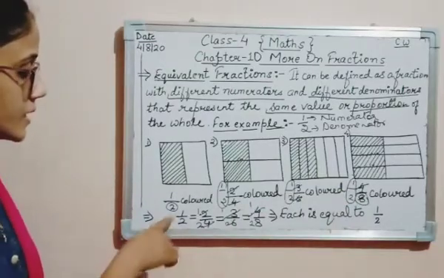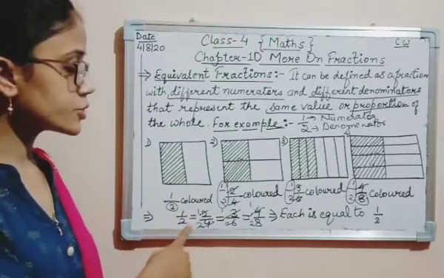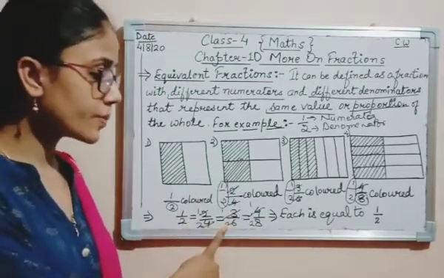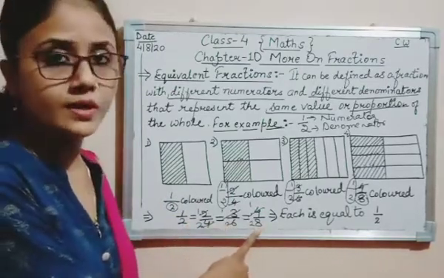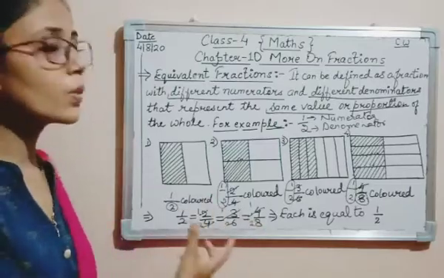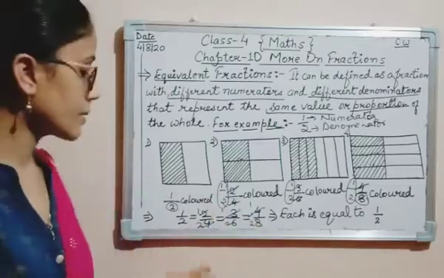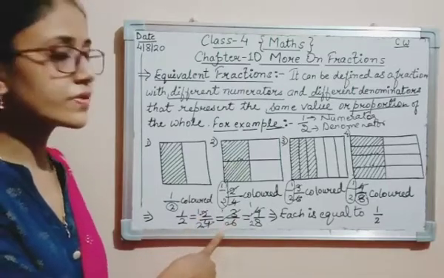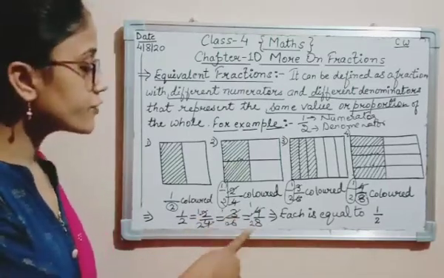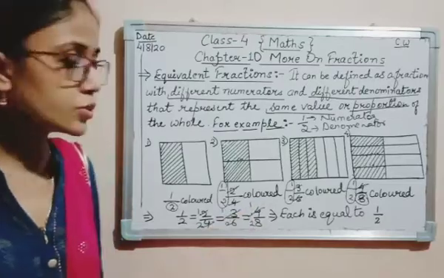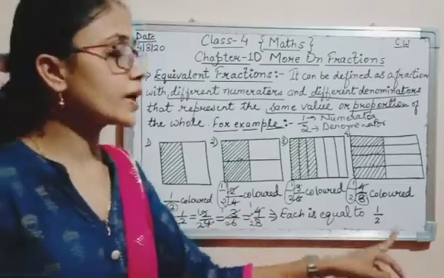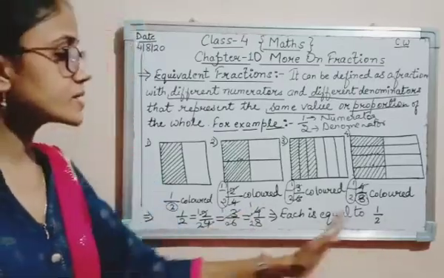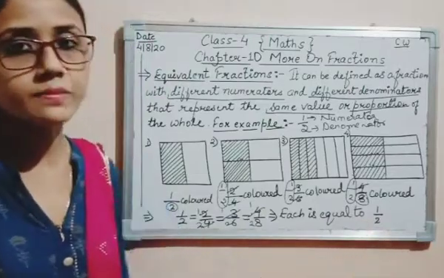Come here. See here. 1/2 is equal to 2/4 is equal to 3/6 is equal to 4/8. Why is it equal? Because the value, the proportion will be the same. If you reduce it, we will get 1/2. If you reduce this, we will get 1/2. And if we reduce this, we will get 1/2. So each is equal to 1/2. Each is equal to what? 1/2. Clear?